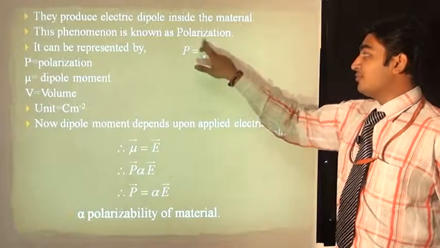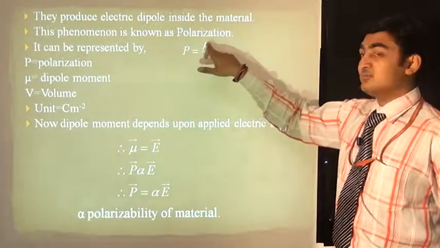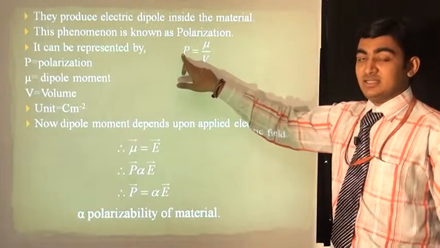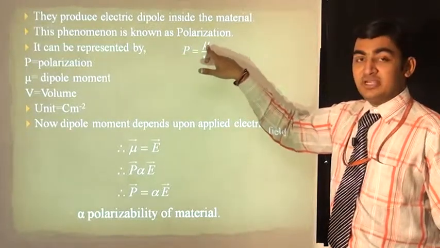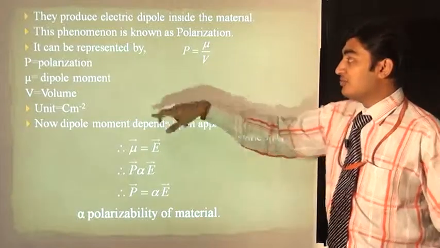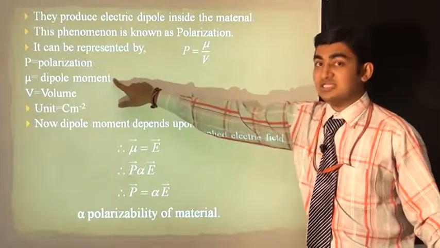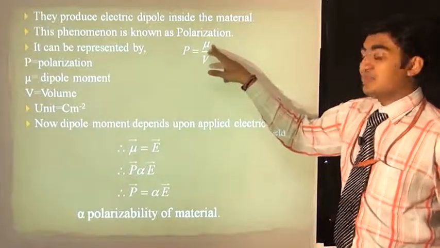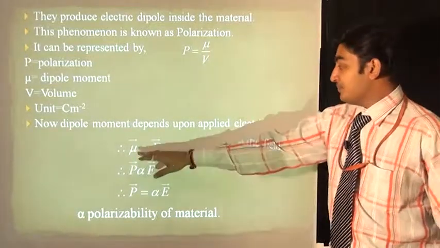This is the equation for polarization. Polarization is equal to dipole moment per unit volume. It means polarization is given by the dipole moment generated per unit volume, P = μ/V, where P is polarization, μ is dipole moment, V is volume, and the unit is coulomb per meter square.